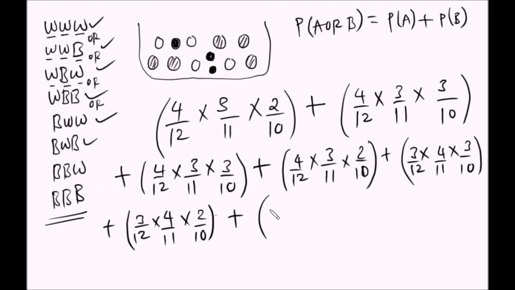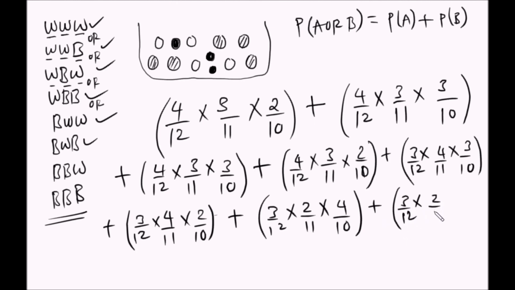So how many black balls we have? 3. And then how many black balls we have? 2. And then how many white balls we have? 4. So ukiondoa 1 black ball ndo unabaki na 2. And then last sasa ni 3/12. So nimeondoa 1 black ball, nimebaki 2. Then nimeondoa another black ball, nimebaki na 1. So we are done now.